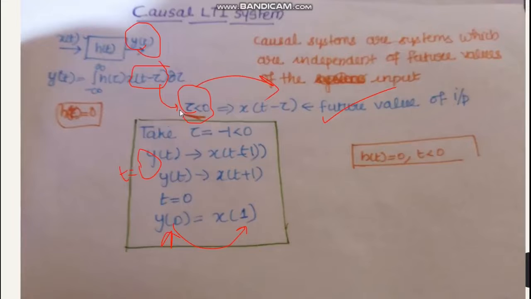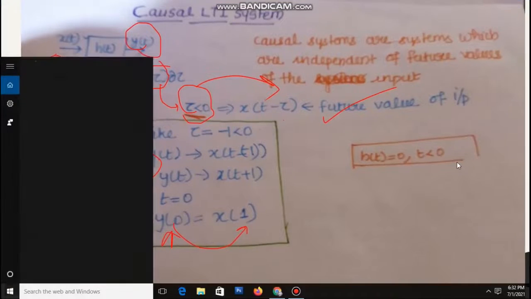Now consider that x of t minus tau is a non-zero value. Then for y of t to be 0, what should h of tau be? Our h of tau should be 0, right? Because x of t minus tau is a non-zero value, for y of t to be 0, our h of tau should be 0. So we can say that the condition for a system to be causal is that h of t is equal to 0 for t less than 0.